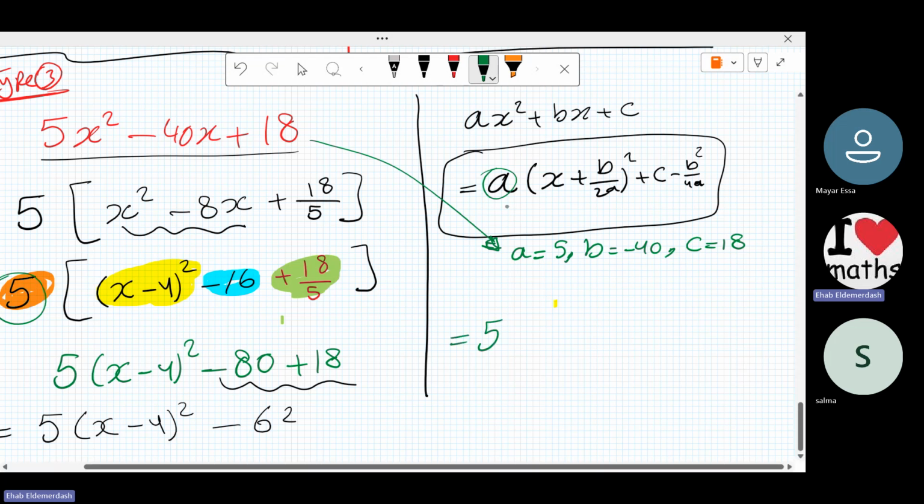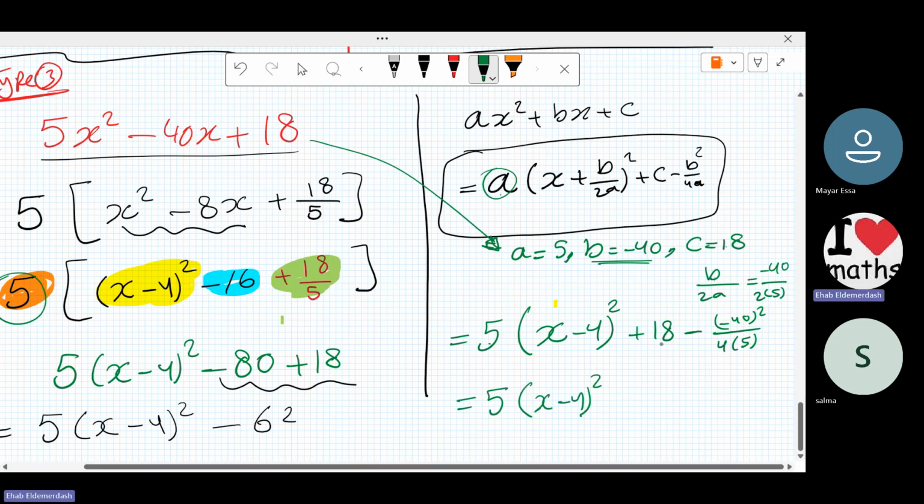A, I will keep the a as 5. Here I put the a as it is. Bracket x plus b over 2a, where b is minus 40. I can even write it on the side so I don't get confused. b over 2a means negative 40 over 2 times 5, so negative 40 over 10, which gives you minus 4, all to the power 2. Plus c, which is 18, minus b squared, negative 40 squared, over 4a, which is 4 into 5. Put this on the calculator: 5 (x minus 4) squared plus 18 minus negative 40 to the power 2, which gives 1600 over 20, which is 80. So 18 minus 80 gives you negative 62.